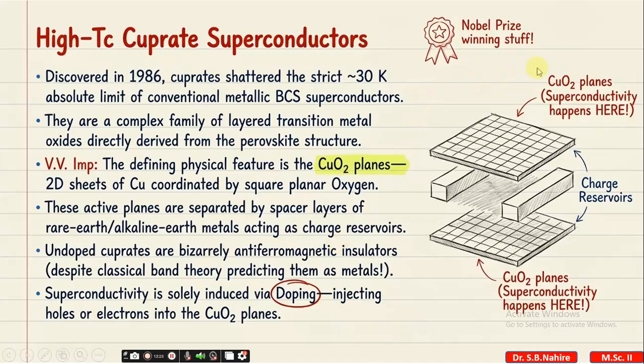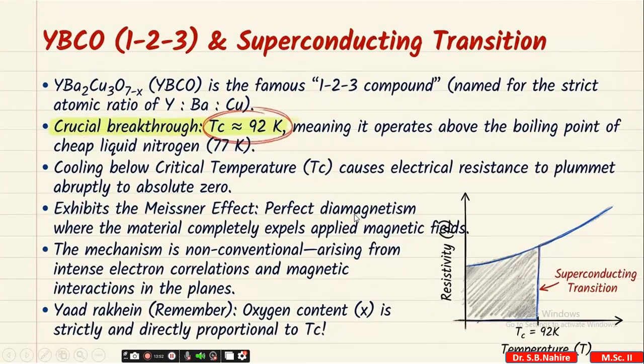You can clearly see the layered structure. The CuO2 planes are shown as flat sheets, and superconductivity occurs in these layers. Between them, there are charge reservoir layers that support the system. So remember this key idea. CuO2 planes are the heart of superconductivity, and doping is the key to activate it. In the next slide, we will study a specific example, YBCO superconductor.